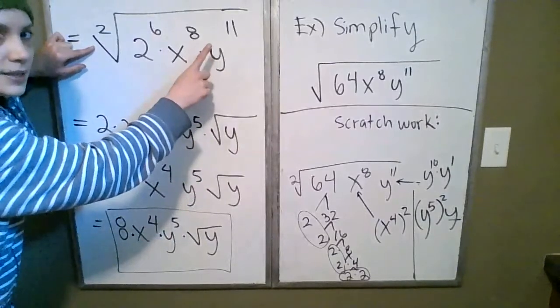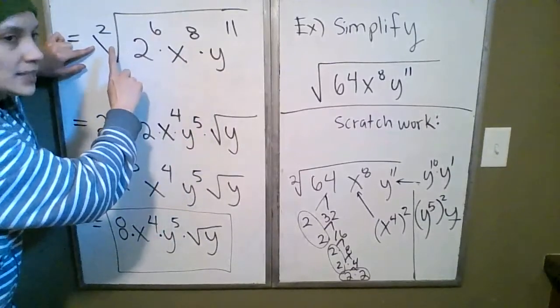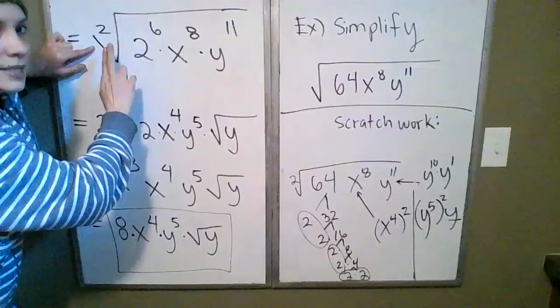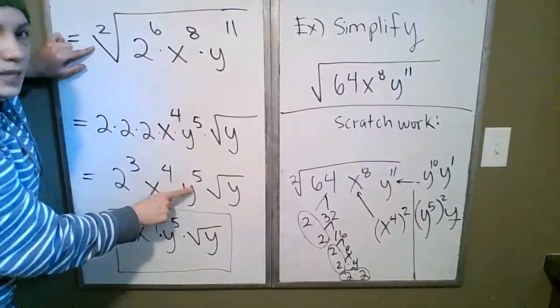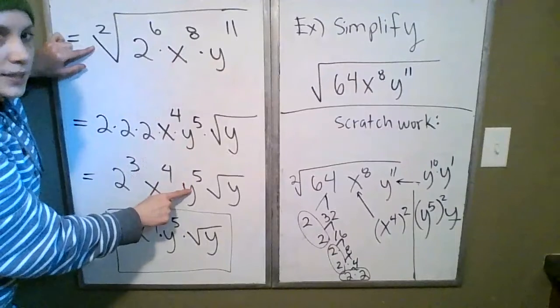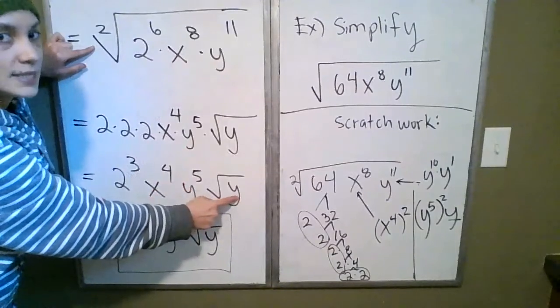Take 11, divide by 2. It doesn't divide evenly. What you can get is 2 goes into 11 5 times. That's our y to the 5th, with 1 left over. That one extra one has to stay under the root.